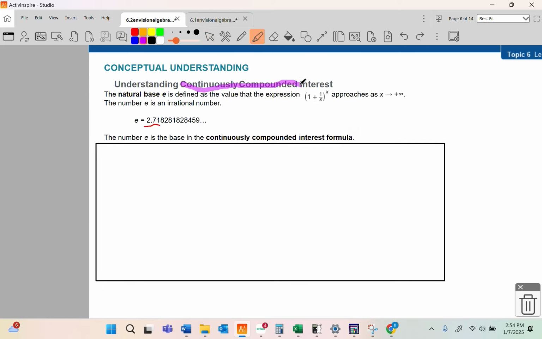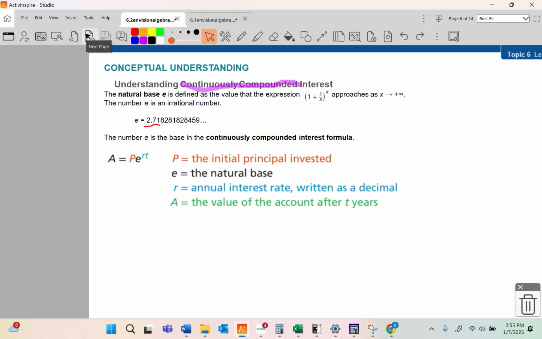Again, P is the initial amount invested. E is what we call a natural base. R is the annual interest rate written as a decimal. And A is the value of the account after T years have passed. PERT's used a lot when you do these things in your science courses. They use this form: A sub T is A subscript 0 e to the RT. It's used a lot.